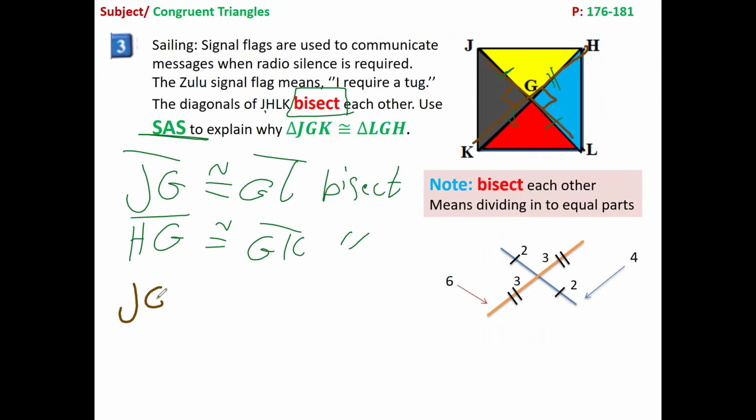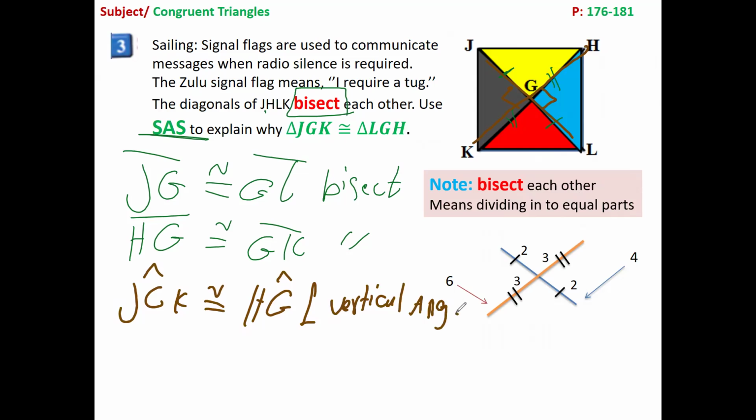So angle JGK is congruent to angle HGL. Why? Because they are vertical angles. So if this one is a vertical angle, and we already know the two sides are congruent, I found a side, then an angle. So this side and this side, then this angle, then this side. How do I know I found it? The two sides on one angle, and they are in order.